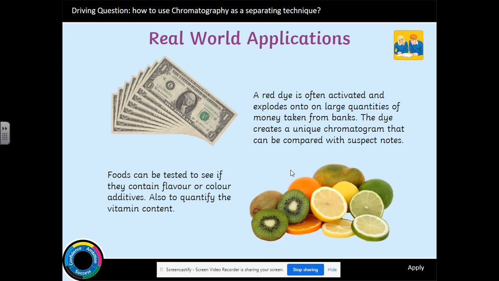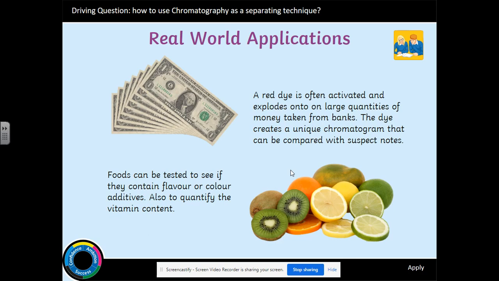A red dye is often activated and explodes upon a large quantity of money when taken from banks. The dye creates a unique chromatogram that can be compared with suspect notes. Now, have you ever gone to the bank? I know I have, and I've given them a note. They normally use a highlighter which contains a specific ink and they rub it on the paper. Based on the color that comes out after rubbing the highlighter on the money, it identifies the money as being real or fake. So, again, if you have fake money, they will find out. And please do not try this because it will not end nicely for you.